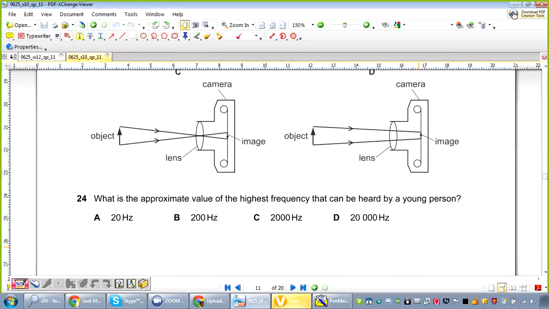24. What is the approximate value of the highest frequency that can be heard by a young person? 20,000 hertz. Correct. And what is the minimum frequency which we can hear? 20 hertz. Right.